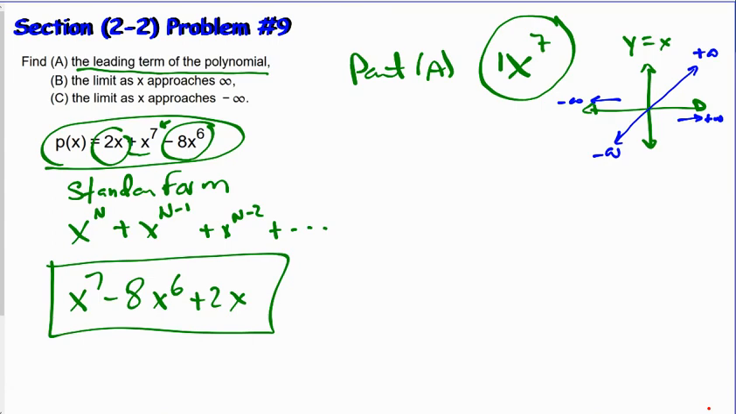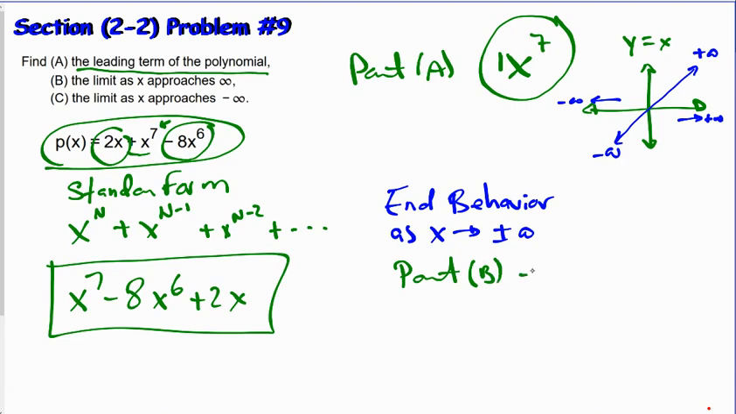Because it's an odd degree function, it will mimic y equals x. If it were an even degree function, then we would use y equals x squared as our function to compare it to for end behavior. And when we say end behavior, that is as x goes to positive or negative infinity, because those are the ends at which we would be analyzing the graph. So we can now say part B is positive infinity and part C is negative infinity.